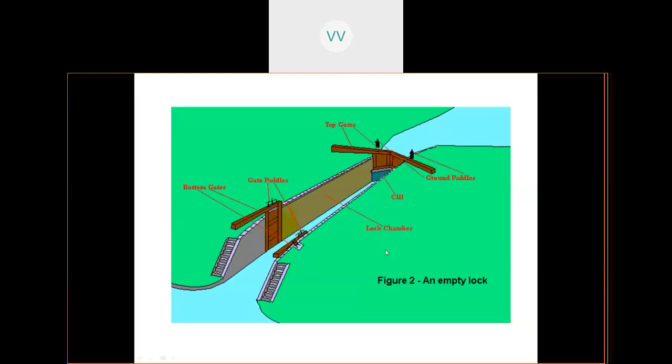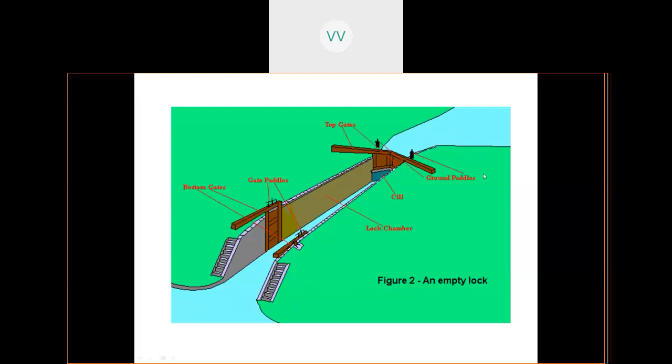Here in the empty lock condition, the upstream side gates are in closed position. In the full lock condition, downstream gates are closed. In the empty lock condition, the upstream gates are closed. Look here, these are the bottom gates and these are the gate paddles, which are going to enhance the movement of the gate up and down.